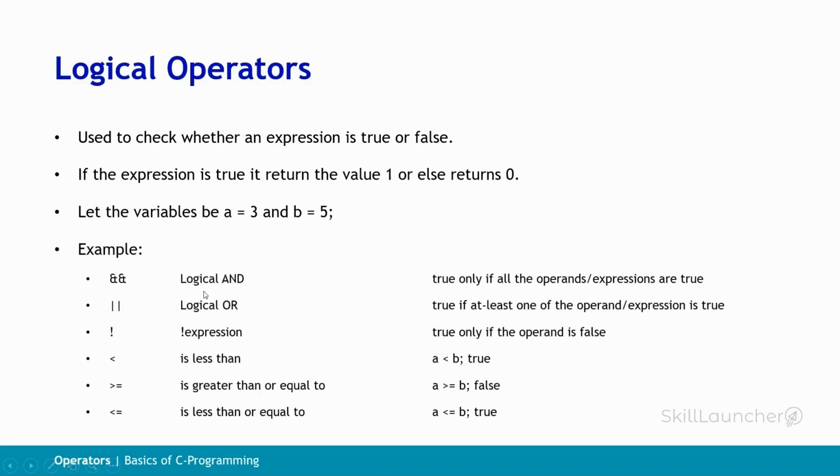The first is logical AND. If we apply logical AND to two expressions or operands, it returns a true value only if both of them are true. Whereas for logical OR, it returns true if at least one of the operands or expressions is true. The NOT operator returns true if the operand is false, and it returns false if the operand is true. It just negates the result. Similarly, less than, greater than or equal to, and less than or equal to are also considered as logical operators.